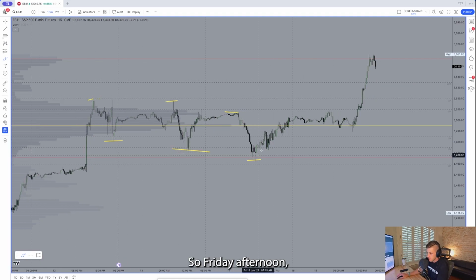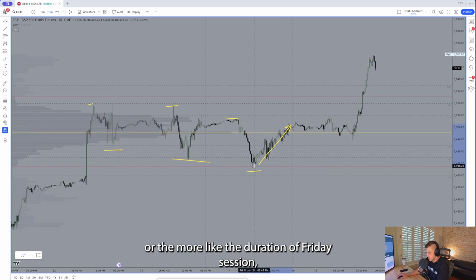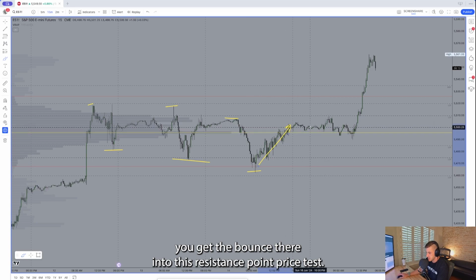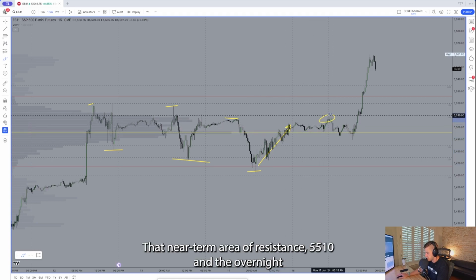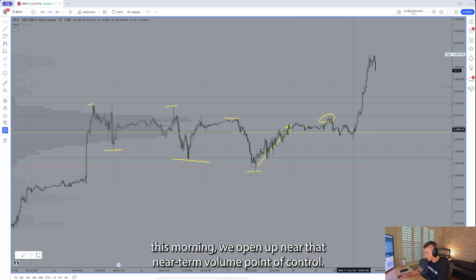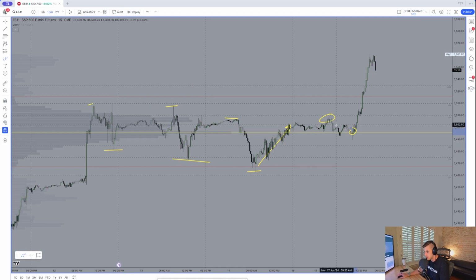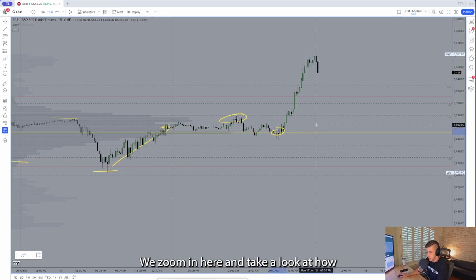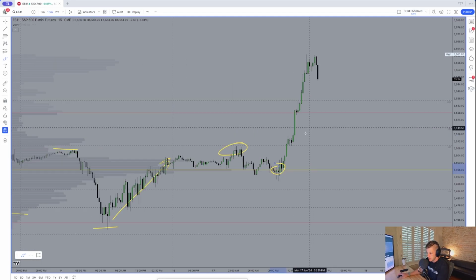So Friday afternoon, or more like the duration of the Friday session, you get the bounce into this resistance point, price tests that near-term area of resistance, 55.10, in the overnight pre-market session. This morning, we open up near that near-term volume point of control. Let me zoom in here and take a look at how price actually develops off the open.